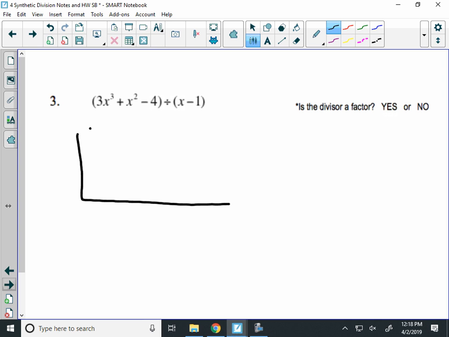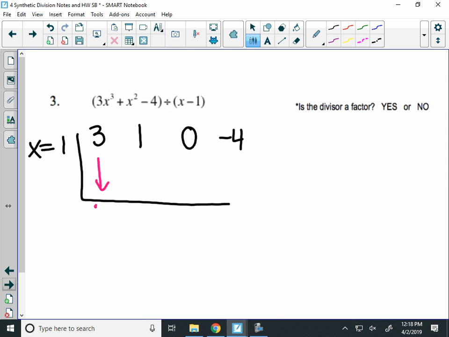So I have x cubed, I put the 3. I have x squared. I don't have an x, so what placeholder will I have to fill in? 0, and then a minus 4. So it's going to be the same way. I take the opposite of the factor, x equals 1.